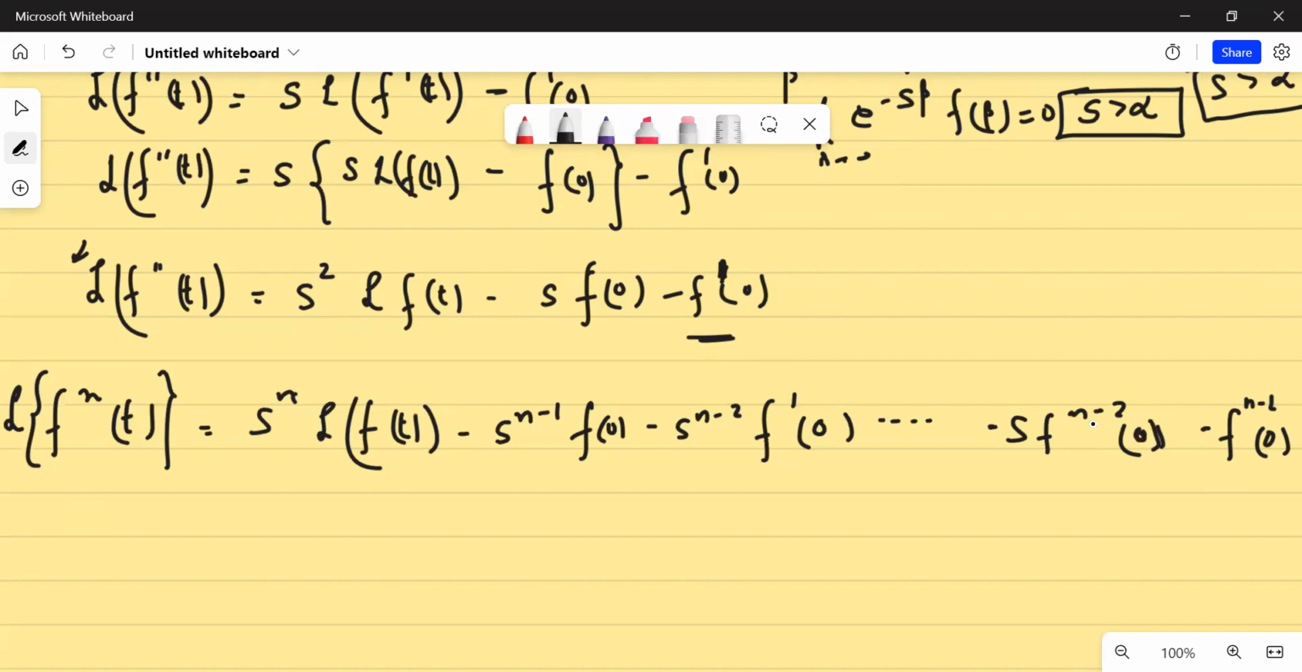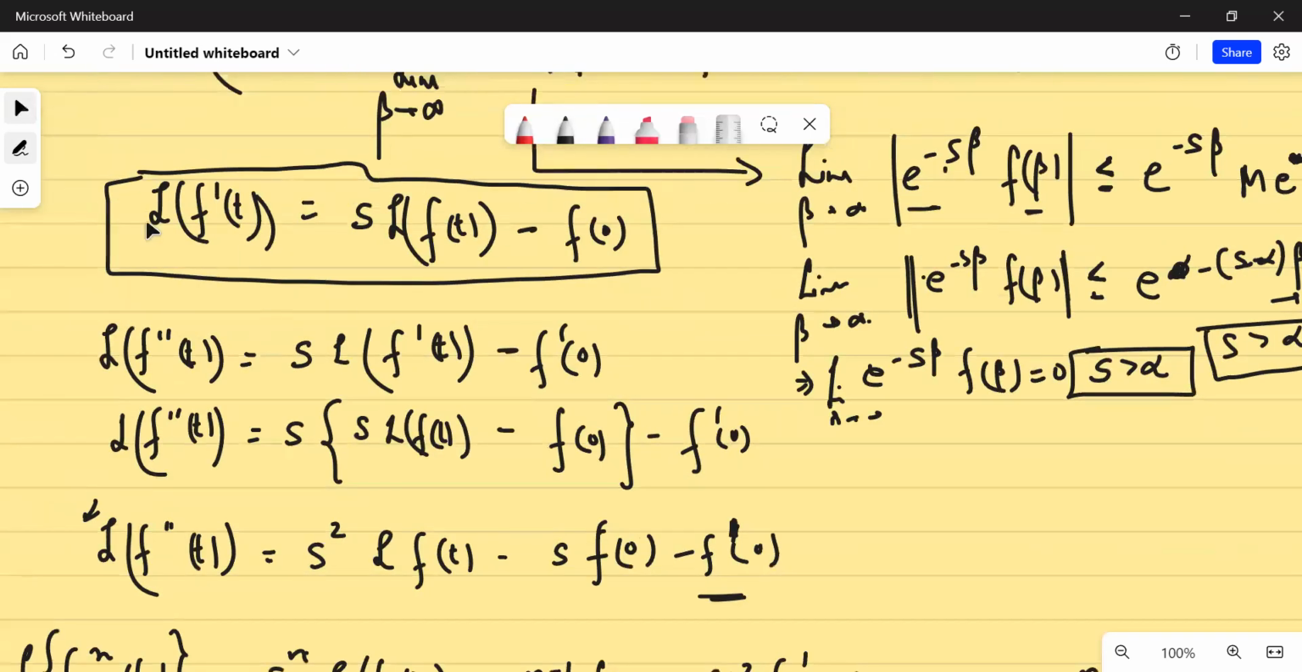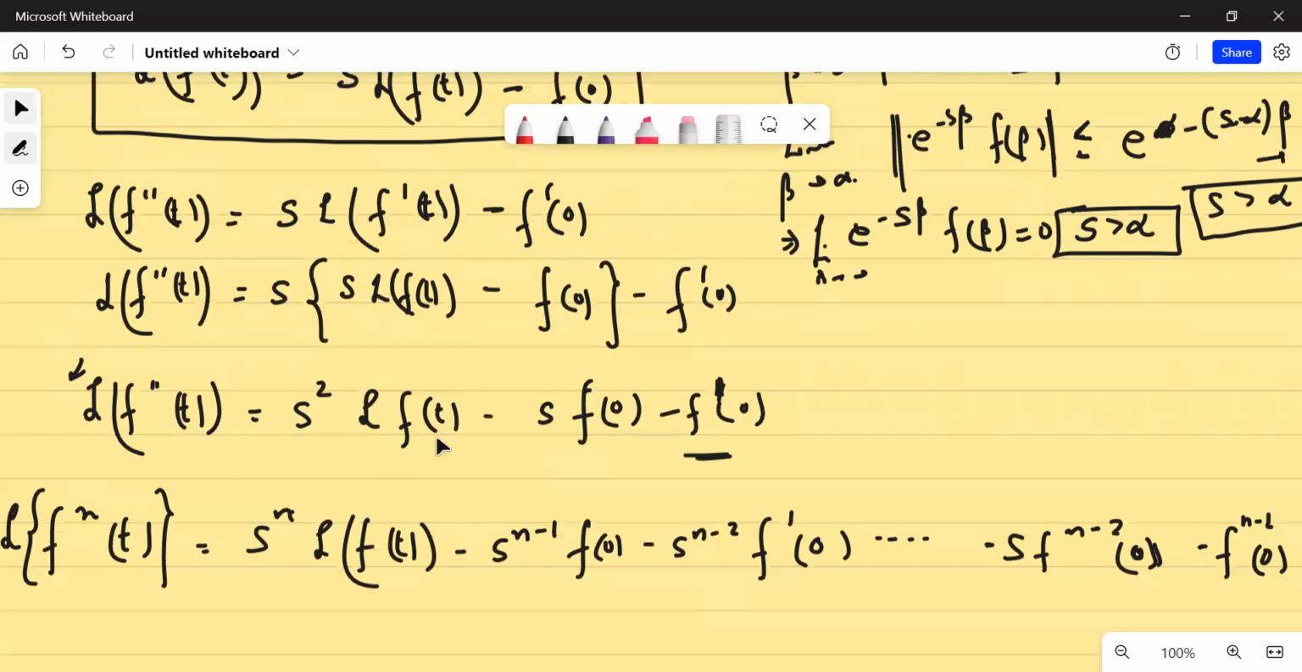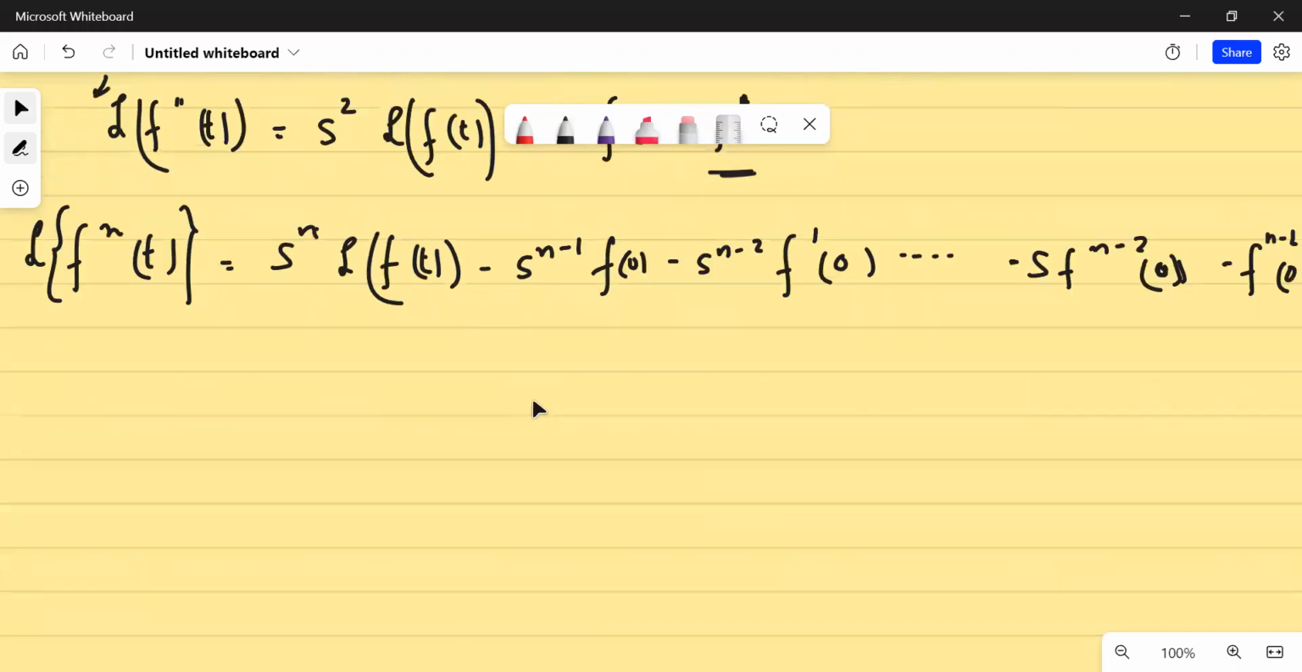the Laplace transform of f(t) exists, and subsequently let f(t) and f dash t both satisfy the condition for the existence of the Laplace transform. In that particular case, the Laplace transform of f dash t is equal to s times the Laplace transform of f(t) minus f(0). Similarly, the Laplace transform of f double dash t is equal to s square times the Laplace transform of f(t) minus s f(0) minus f dash 0. This is what it is. I hope it is clear.